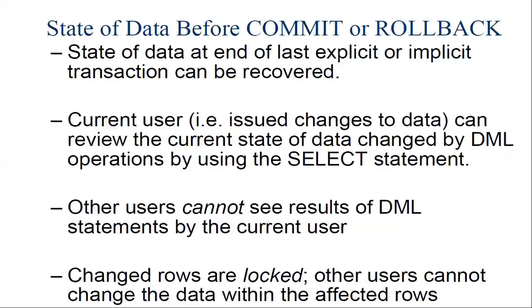So what is the state of data before commit or rollback? Before commit, what is the condition, what is the state of the data? And after the rollback, what is the state of the data? First, you need to understand what the state of the data is. We are just talking about the data: what is the value available for that particular data at a particular point in time. You can call it the state of the data.